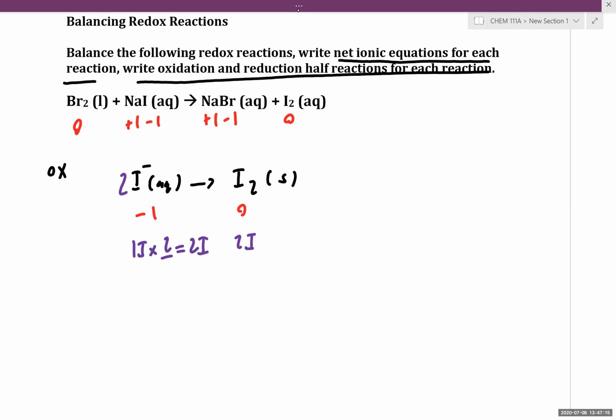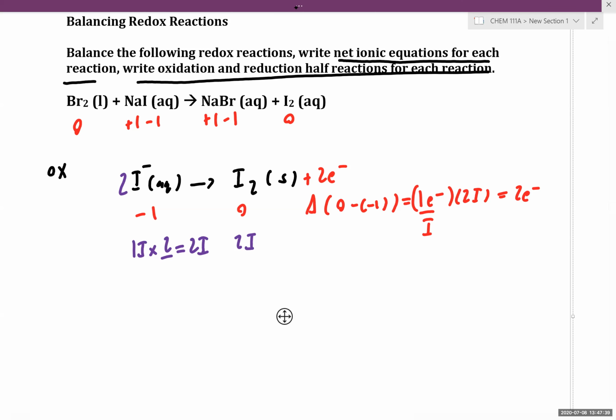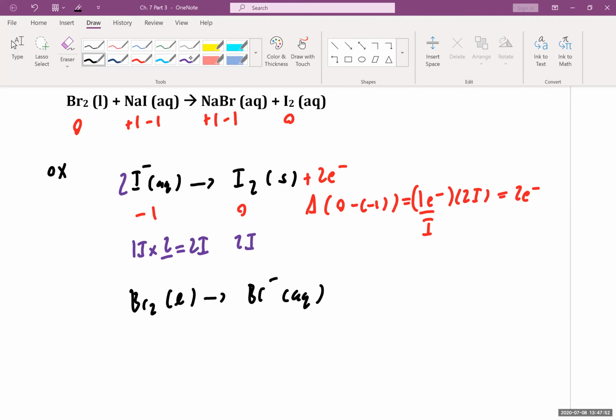Now counting electrons, our difference in electrons is equal to 0 minus -1. So that's a difference of 1 electron per iodine atom. We have 2 iodine atoms. So that gives us 2 electrons total lost. Now, continuing on from that, we're going to look at bromine. So we went from Br2 liquid to Br- aqueous. And before we do anything, is this equation balanced?